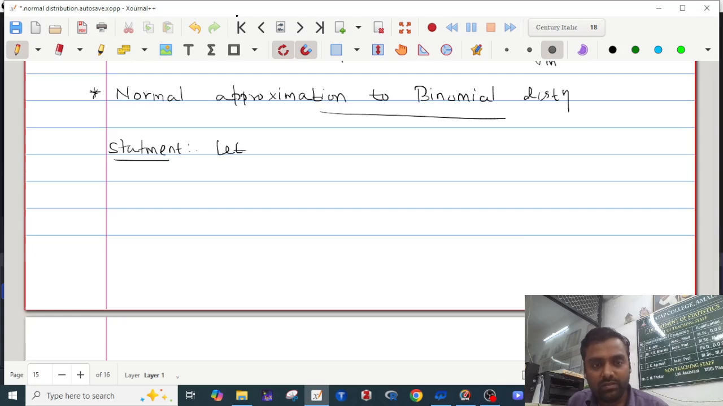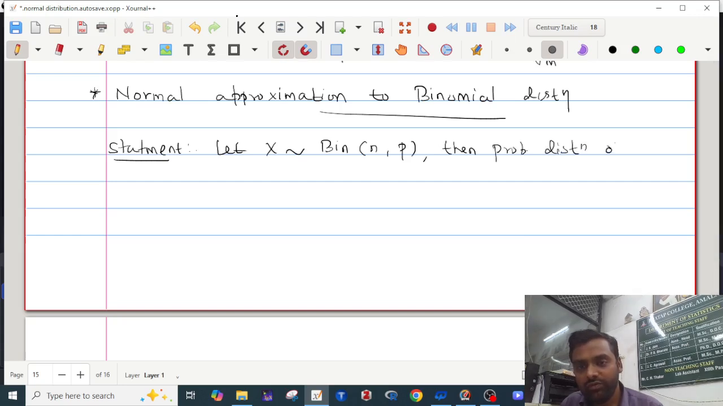Let X follow binomial distribution with parameters n, p. Then the probability distribution of (X minus the mean np) divided by the square root of variance npq tends to normal 0, 1 as n tends to infinity, and for the smaller values of.